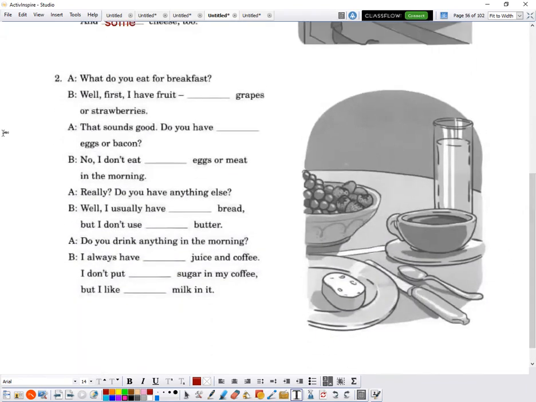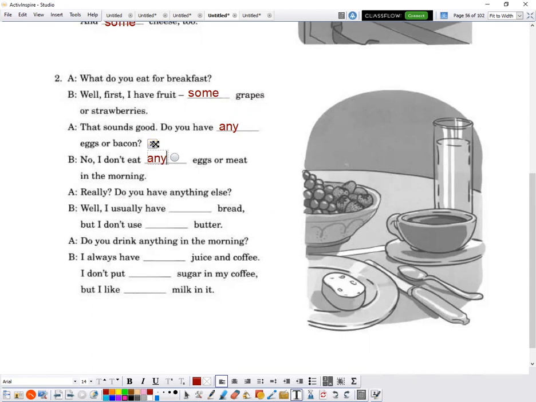Number 2. What do you eat for breakfast? Well, first I have fruit, grapes, or strawberries. Yeah, because affirmative. Nice. That sounds good. Do you have any eggs or bacon? Yes, because question. No, I don't eat any. Why any? Negative. How do you know? Because not eggs or meat in the morning.